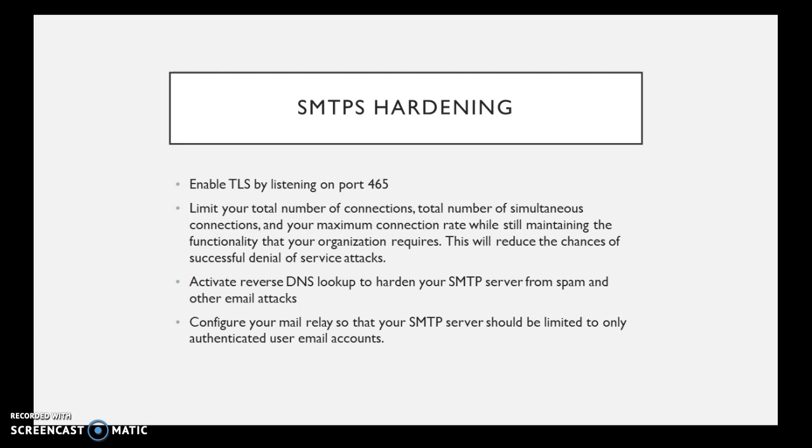So some other hardening recommendations are you want to activate reverse DNS lookup. This will harden your SMTP server from spam and other email attacks. Again, you just want to filter out the actual users from those who are compromised and whose accounts are being used for spam or other email. You also want to configure your mail relay so that your SMTP server is limited to authenticated user email accounts only.